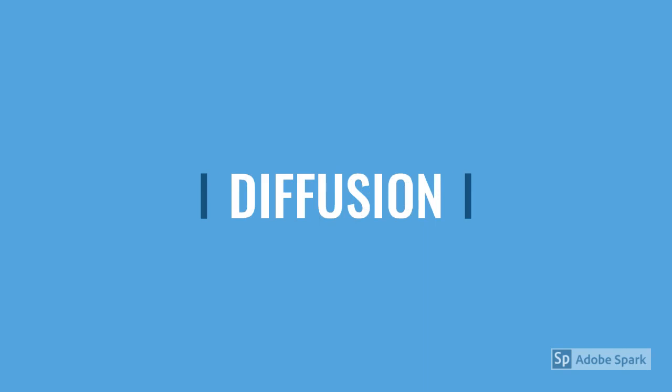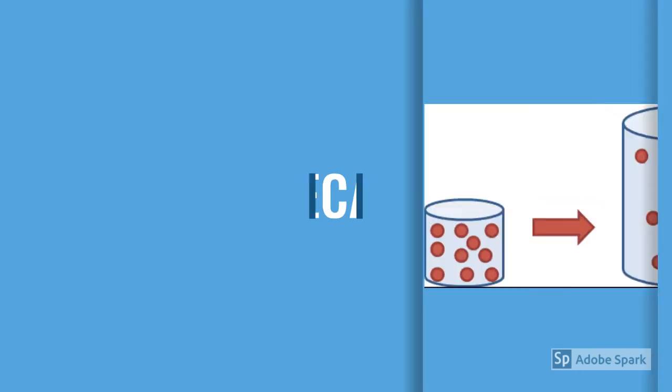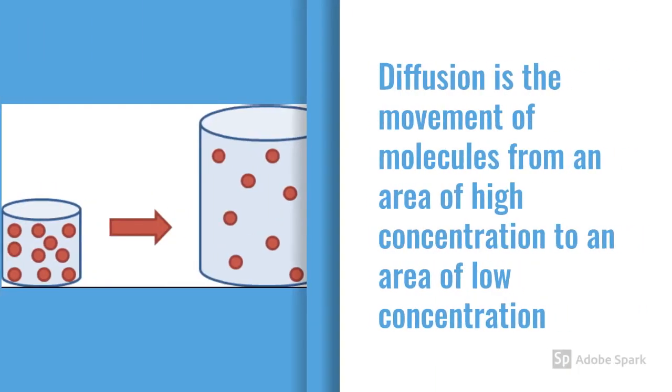Today's lesson is going to be on diffusion. I touched a little bit on diffusion in my previous video, the cell membrane, which I will leave in the description down below. So, to recap, what exactly is diffusion? Diffusion is the movement of molecules from an area of high concentration to an area of low concentration.